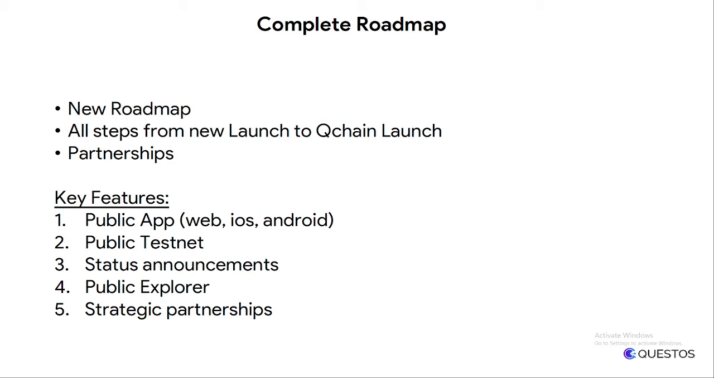The key features in the complete roadmap will be the public app, so web, iOS, Android, the public testnet that people can see and test by themselves, that everything is working. Status announcements, so if we bring up new nodes, developing stuff, that we announce it properly, so that everyone knows, okay, this point is done or this point is at 80%. Or even if we have problems, that everyone knows it. We need the public explorer, a blockchain explorer for the testnet also, so that people can check and see what's going on there, and some strategic partnerships.